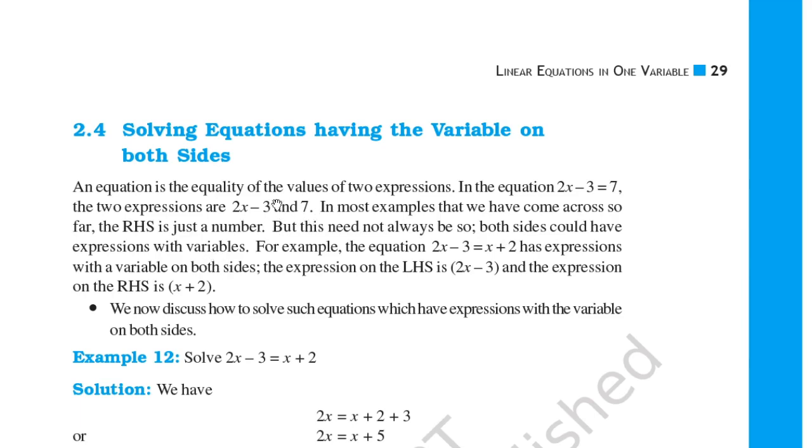But what we have solved till now, the RHS was always a number or constant. For example, the equation 2x minus 3 is equal to x plus 2 has an expression with a variable on both sides. The expression on the LHS is 2x minus 3. So you can see here 2x minus 3 is on the LHS, and on the RHS we have x plus 2. So we now discuss how to solve such equations which have expressions with the variable on both sides.